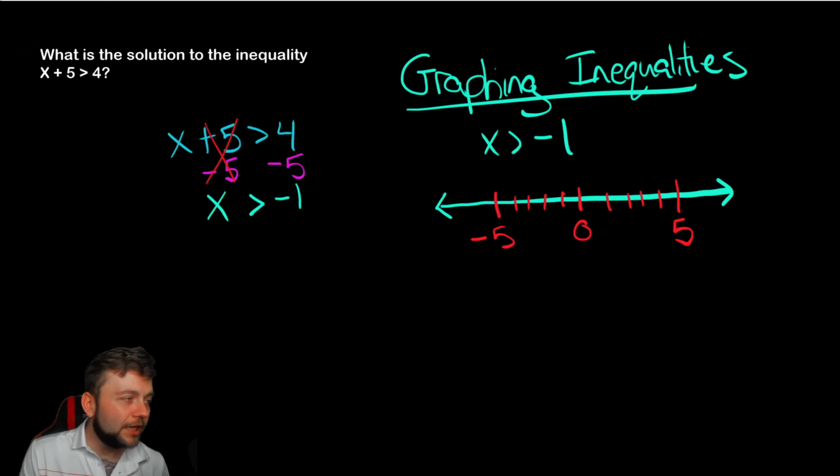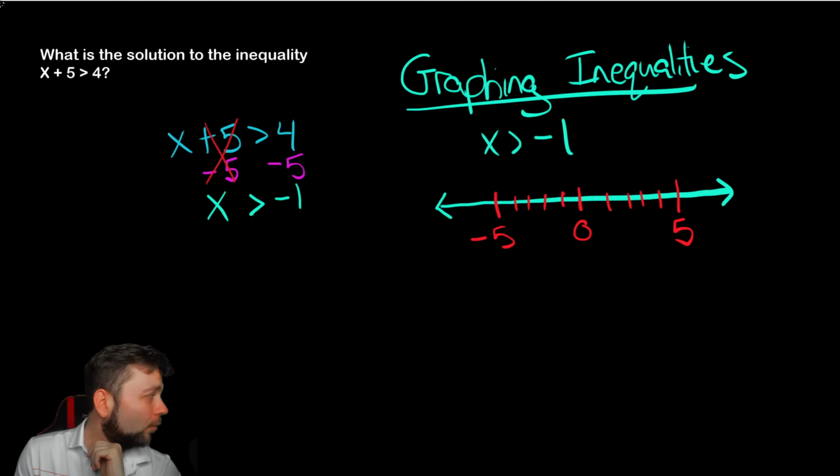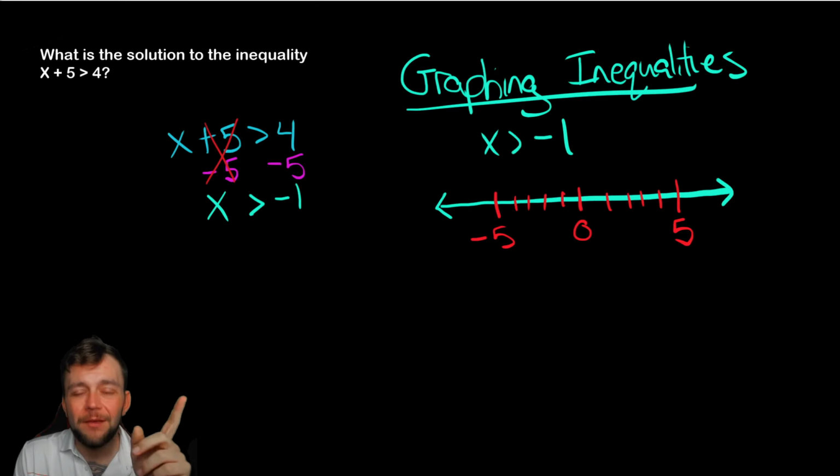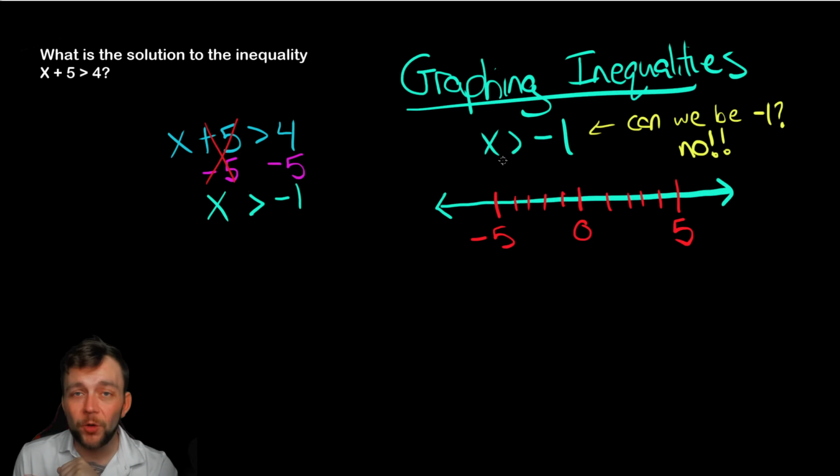So can this be negative 1? If x is greater than negative 1, can this be negative 1? That's my big question for you. If you're watching at a later date, I want you to just ask yourself, can I be negative 1 in this? So I'll even write it down. Can we be negative 1? No, we cannot. This is not a greater than or equal sign. This is just a greater than sign. So we cannot be equal to negative 1.